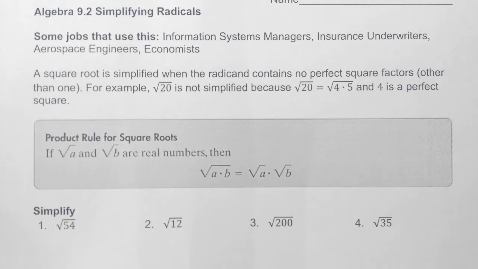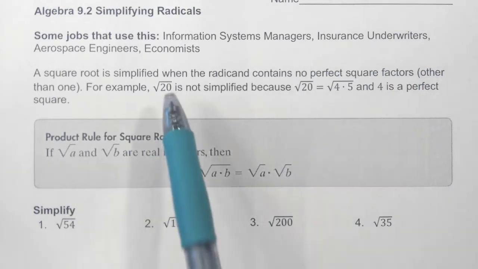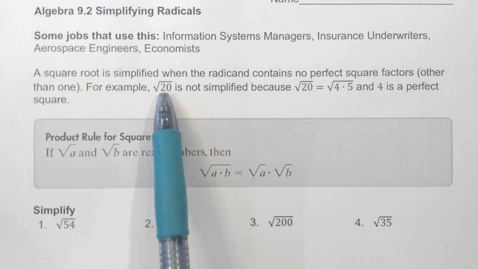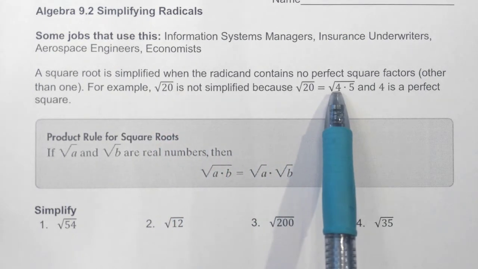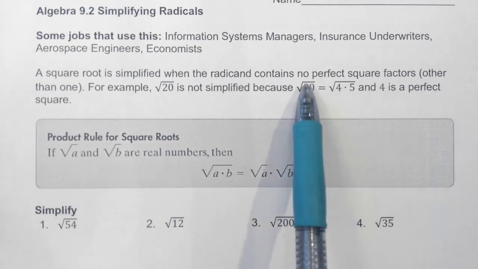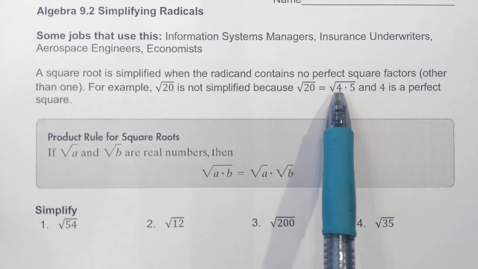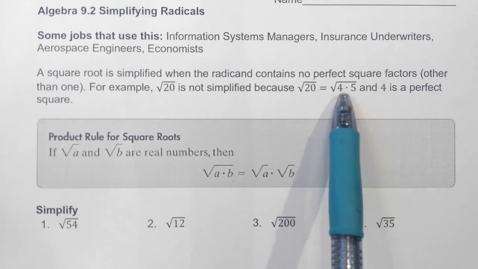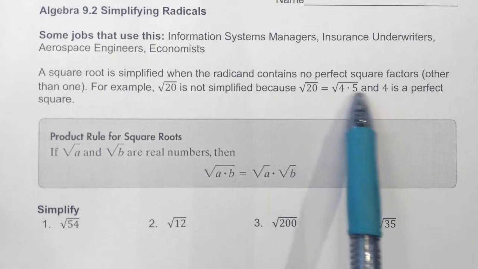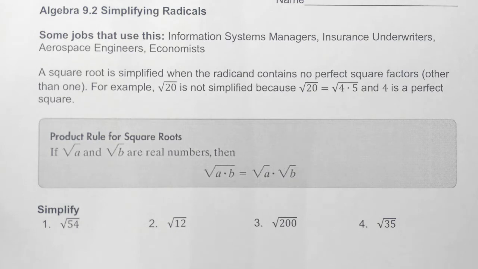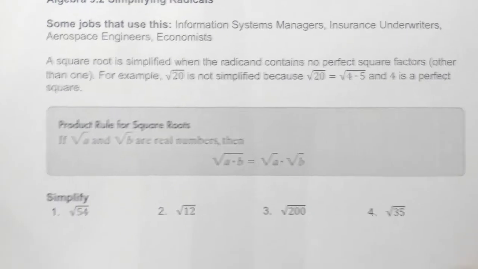For this section, it's important to know what perfect squares are because a simplified radical will have no perfect square factors other than 1. So, for example, the square root of 20 is not simplified because 4, which is a perfect square, divides 20. So it simplifies to the square root of 4, which is 2, and the square root of 5, which is not a perfect square, so 2 square roots of 5. So for this section, it's really important to know the perfect squares.